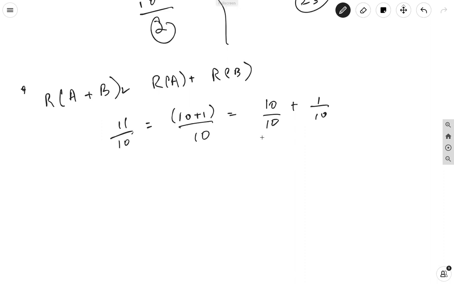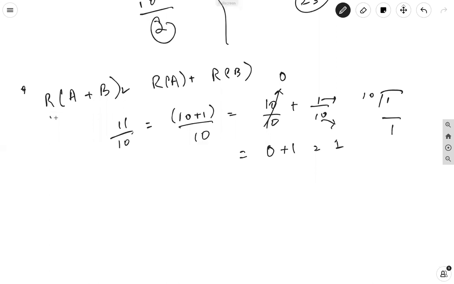So when we are dividing 10 by 10, the remainder will be 0. And in this case, we have dividend 1 and divisor 10. This is just like 1 by 10. So what will the remainder be in this case? 1. So we have 0 plus 1. Our remainder is 1, right?